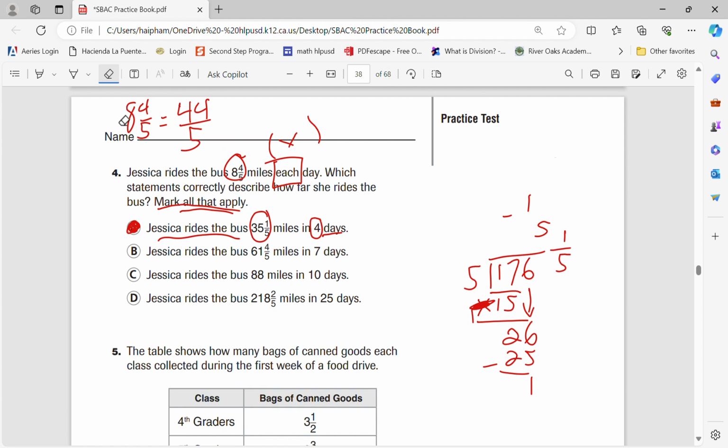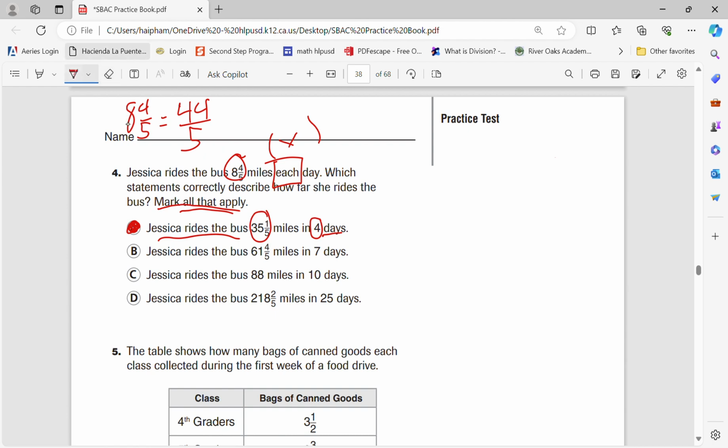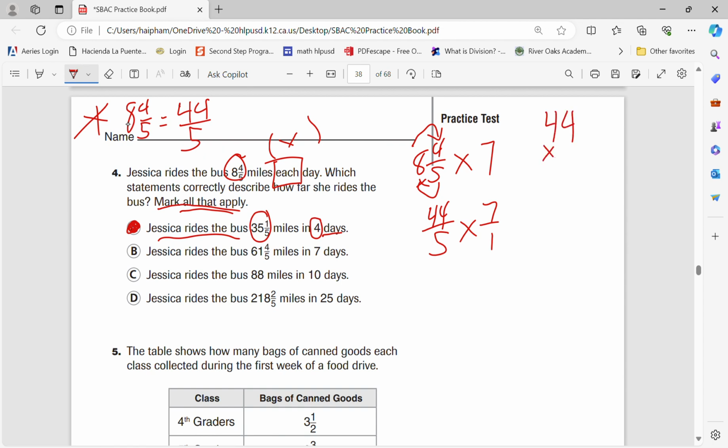So the next statement says, Jessica rides the bus 61 4/5 miles in 7 days. So this time we're going to take that 8 4/5 and multiply that by 7. Again, we're going to rename it. Looking at the notes I have above on the left side, it is going to be 44 over 5 times 7 over 1. Checking to see if I can cross cancel here, and it's not possible, so let's go ahead and multiply 44 by 7.